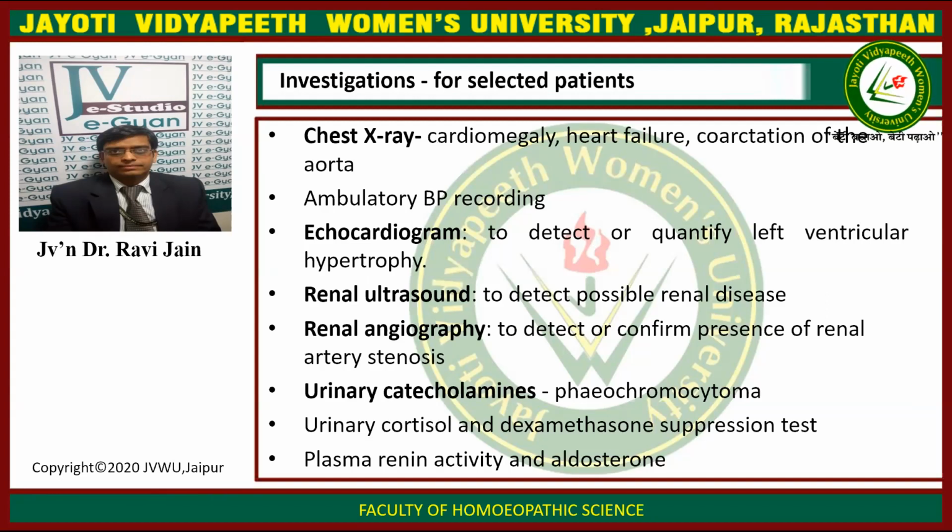Now there are certain investigations that have to be done on selected patients only. That includes chest X-ray for cardiomegaly, heart failure, coarctation of aorta, ambulatory BP recording, echocardiogram to detect and quantify left ventricular hypertrophy, renal ultrasound to detect possible renal disease, renal angiography to detect or confirm the presence of renal artery stenosis, urinary catecholamines for pheochromocytoma, urinary cortisol and dexamethasone suppression test, plasma renin activity, and aldosterone.